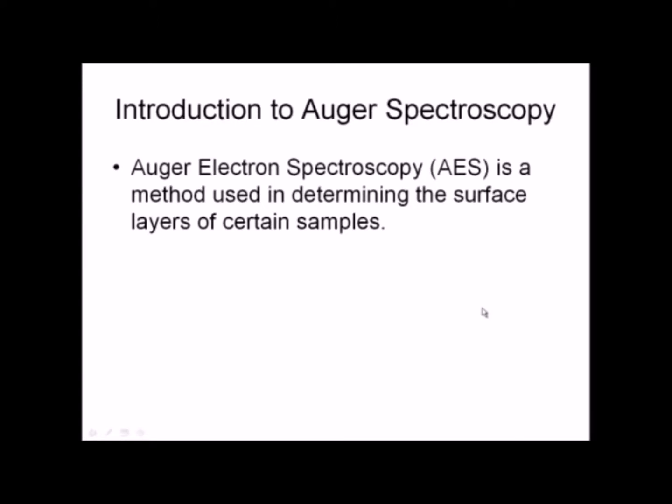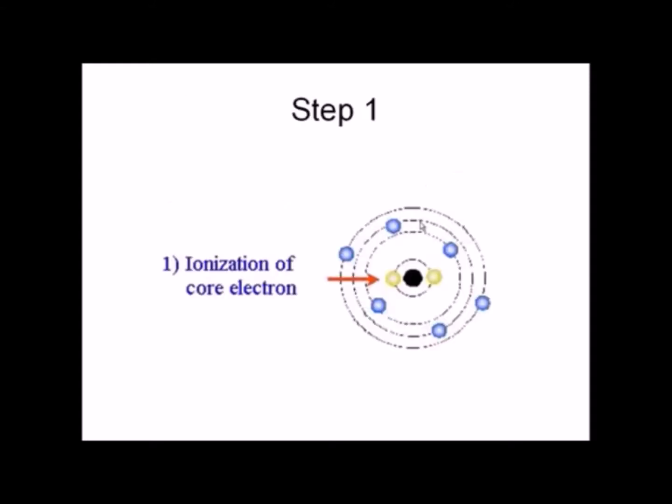This presentation takes a look at Auger electron spectroscopy. Auger electron spectroscopy, abbreviated AES, is a method used to determine the composition as well as the surface layer of a certain sample. It is completed in 3 steps, shown in the following slides.